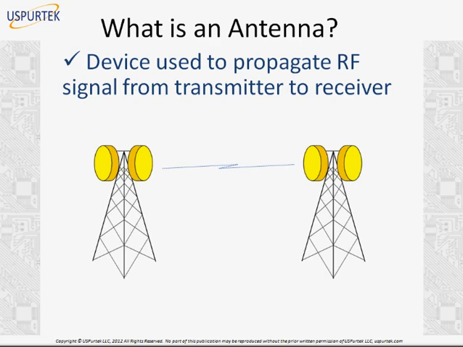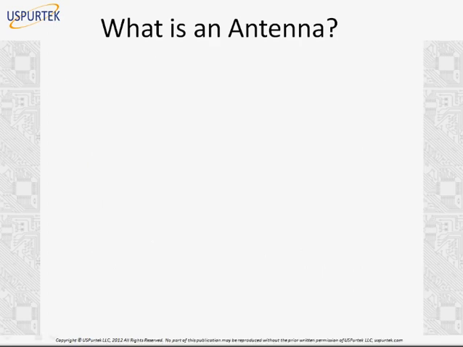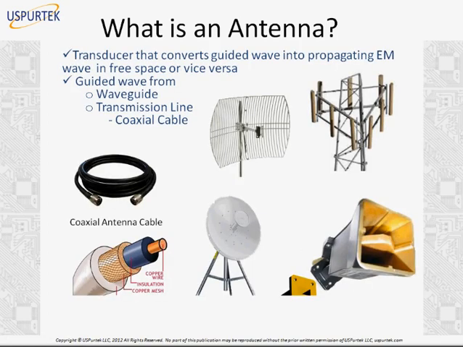Now this is a picture which shows a real antenna. On a cell tower, you have dish-like antennas which are used for point-to-point transmission. Now let's go to a little more advanced definition. When we talk of engineering an antenna system, we look at it also as a transducer that converts a guided electromagnetic wave into a propagating EM wave in free space or vice versa. So a guided wave from a waveguide or a transmission line or a coaxial cable. You see the pictures of those in the slide here. So it converts the guided waves into radiation in free space and vice versa. That means we can use it to do the reverse operation too.